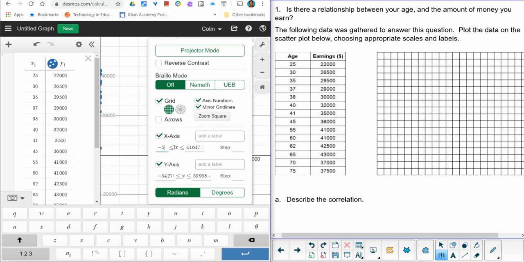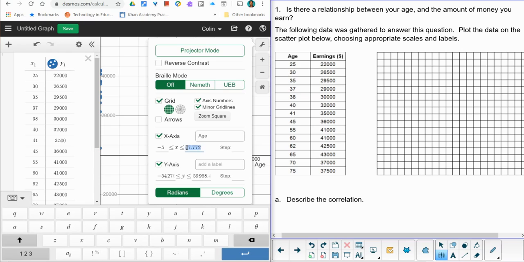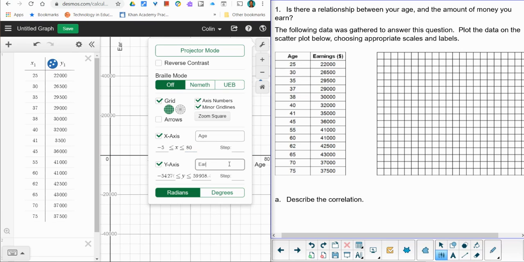The other thing we're going to say is, remember that our x-axis is the age. So we're going to name it age. On our y-axis, our highest number is 75, but let's give ourselves some extra space. So we'll give us up to 80. Now on the y-axis, we're calling this earnings, and earnings depend on the age. Earnings.